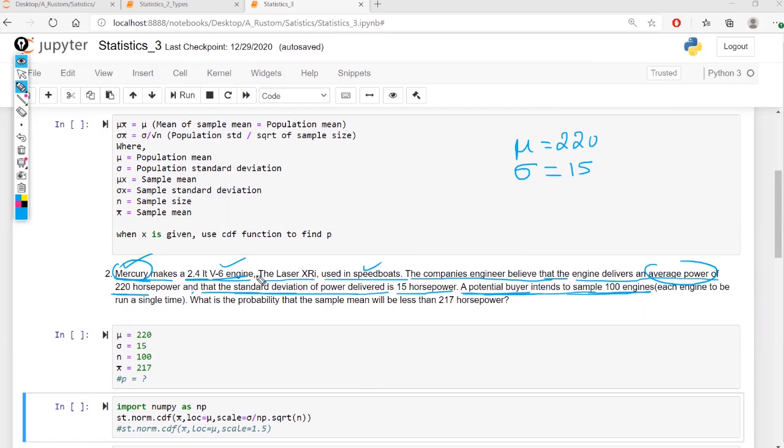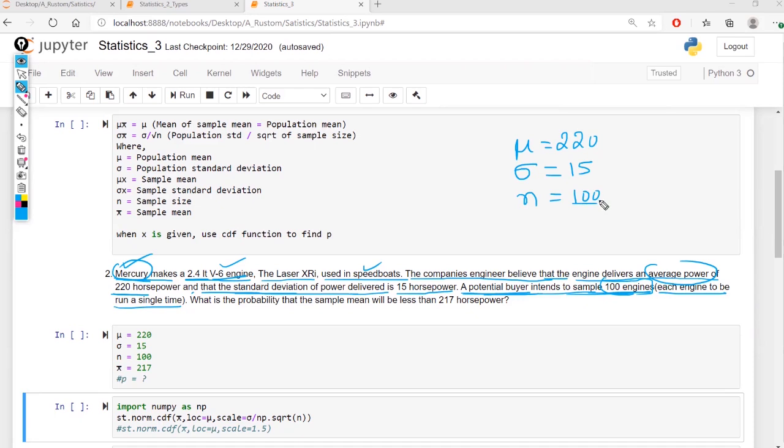So these guys are manufacturing maybe tens of thousands of engines, but a buyer wanted to sample 100 engines, and he wants to test these 100 engines because he cannot test all the tens of thousands of engines. So he has taken samples of 100 engines. The sample size, I will call it n, and 100 is the number. And these samples will be run every single time. Each engine to be run a single time, right?